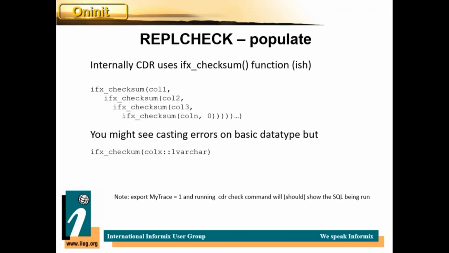And the other thing, if you're running ifx_checksum on a table that has, say, 50 or 60 columns, and most of those columns are static, you do not need to have a checksum on the columns that you know aren't changing. And there's an option when you do a cdr check and sync to actually specify your own checksum routine. So you could come up with your own checksum routine that only looks at the columns that you know are changing. The ones that are static, you don't need to worry about.